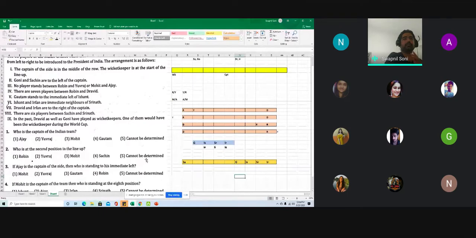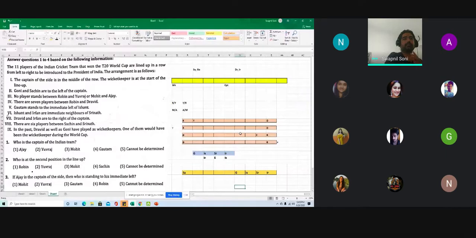Next thing. In the past, Dravid as well as Dhoni have played as wicket keepers. One of them would have been the wicket keeper during the World Cup. So they said that Dravid and Dhoni, they both have played, and one of them has to be wicket keeper. And I also know the wicket keeper is the first position, so it has to be on the left side of the captain. We know Dravid is on the right side, so definitely this position goes for Dhoni. सारे अरेंजमेंट में से ये फिक्स हो गया Dhoni.